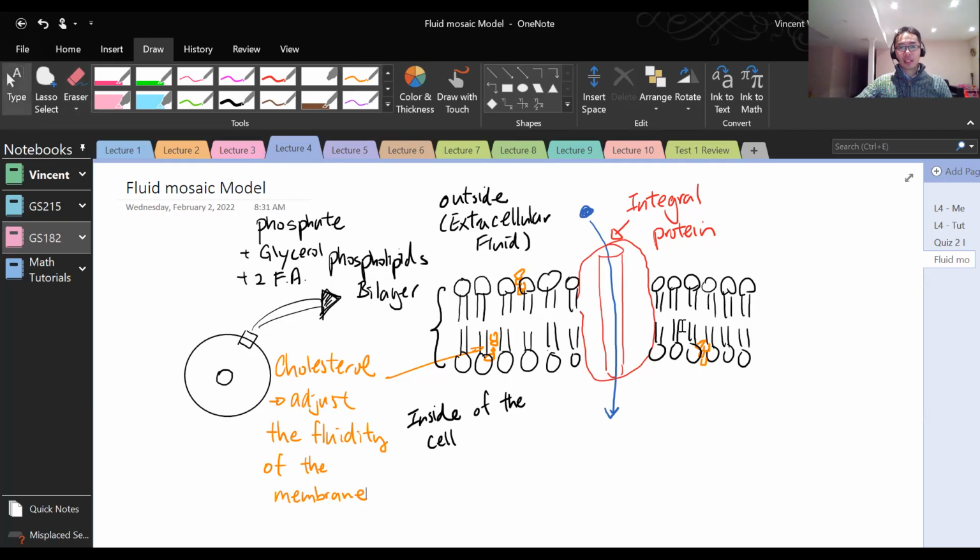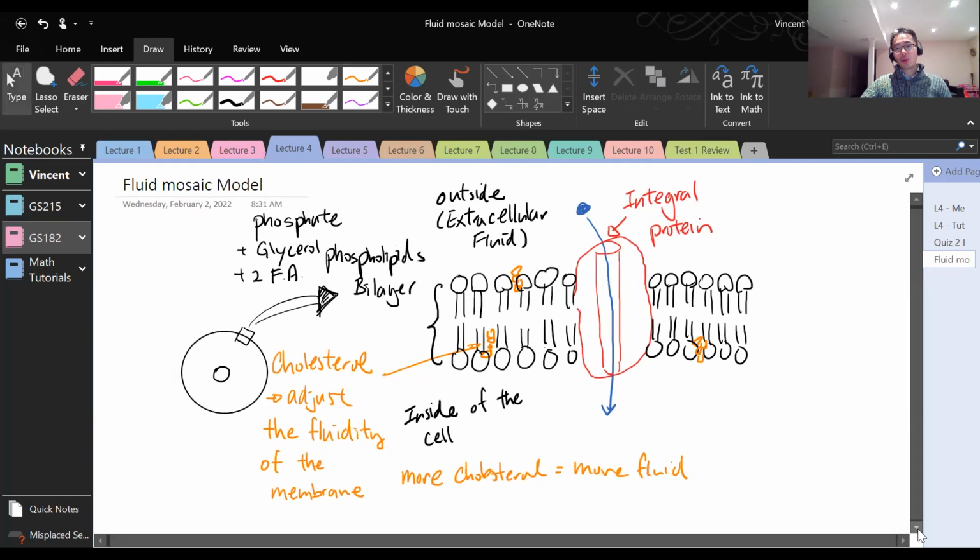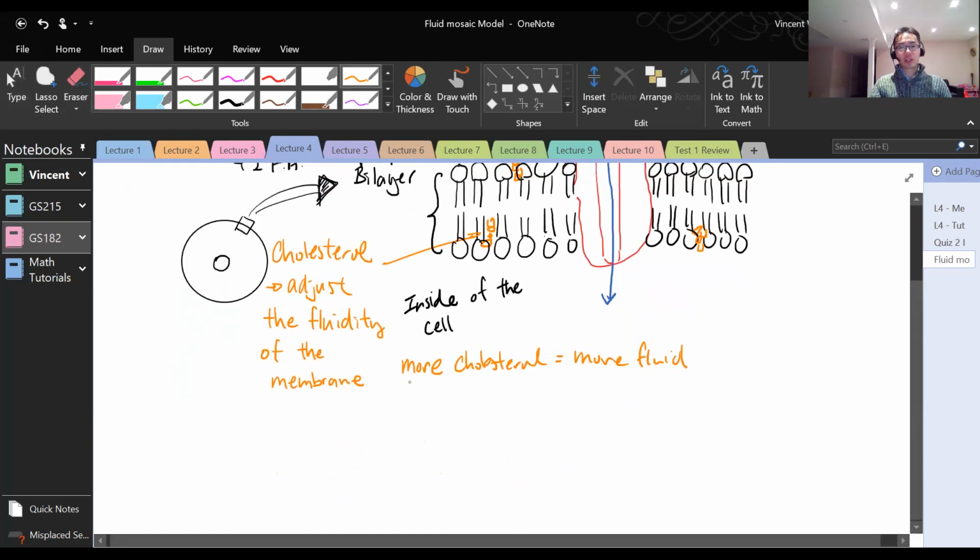So how fluid is it going to be? Okay, that depends on how much cholesterol you have. So more cholesterol equals more fluid. Okay, so very, very leaky then. We don't want to have too much cholesterol because then everything would just leak outside, everything would just go inside. There's no control, right? No regulation.